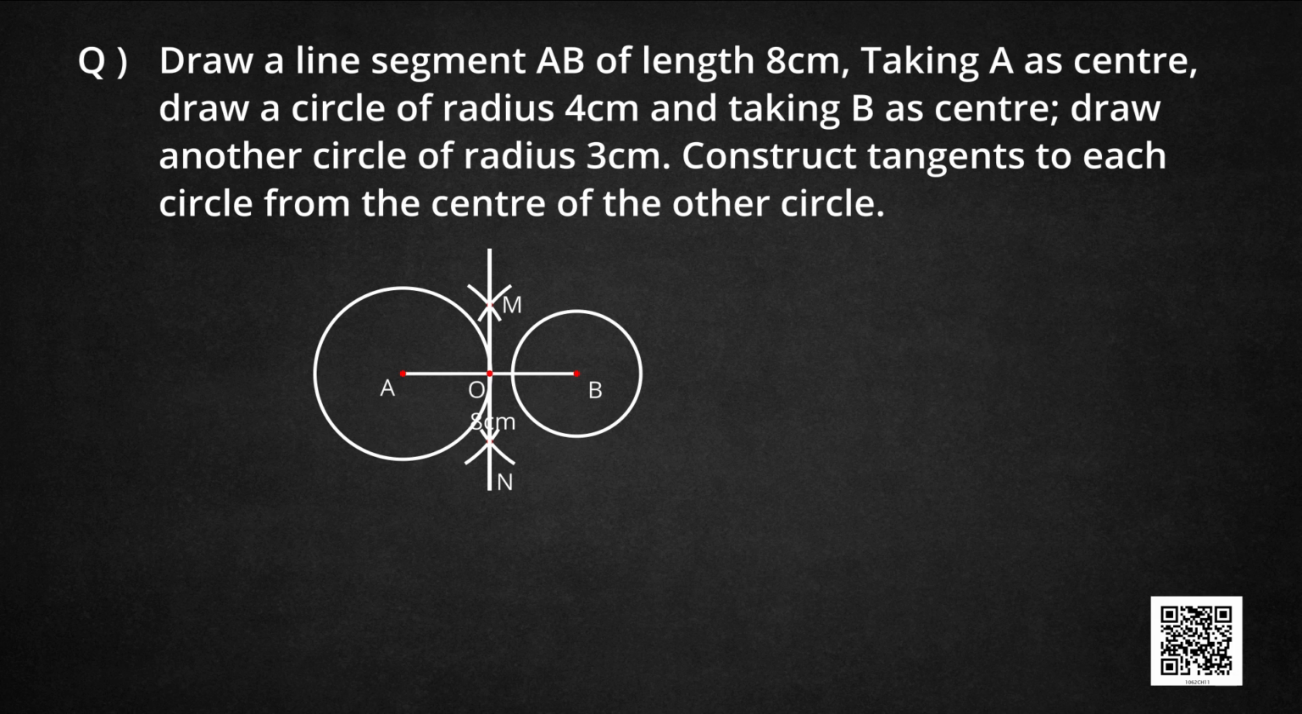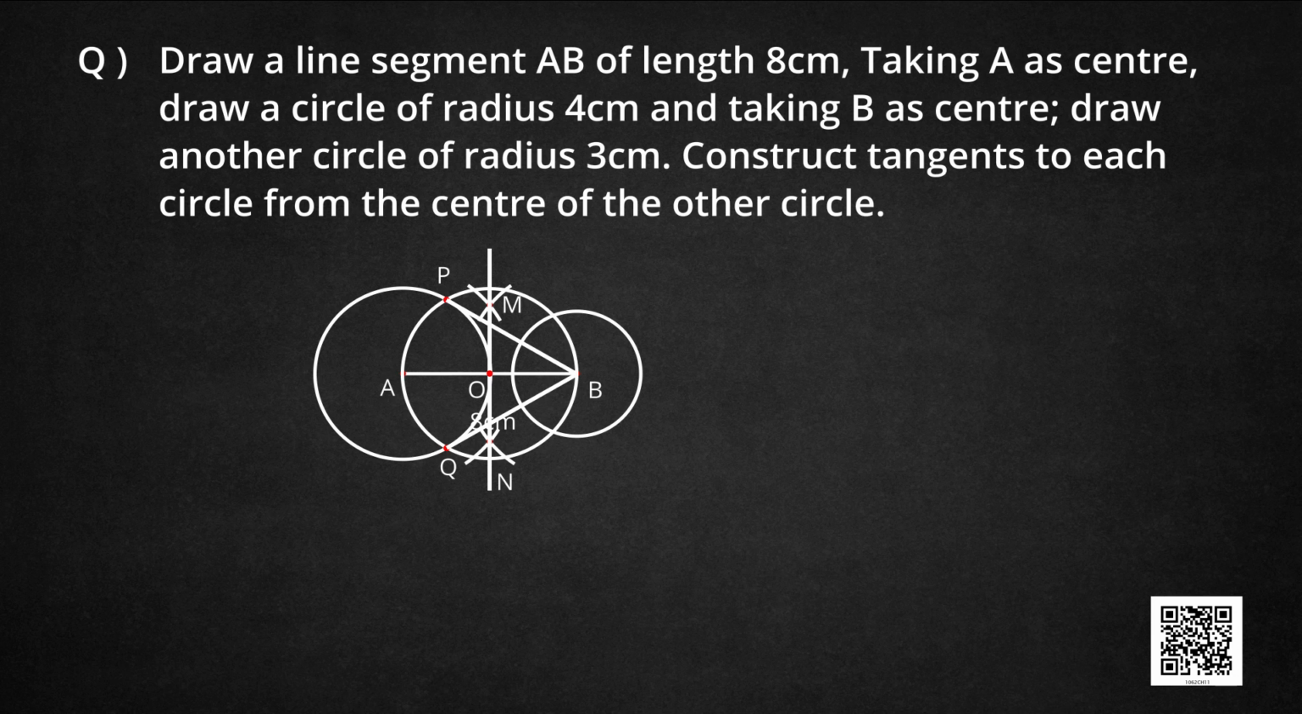Now with O as center and radius equal to AO, draw a circle which is cutting the circle with center A at two points. Let us name these points as point P and Q. Join BP and BQ. So these are tangents to the circle with center A from the external point B.